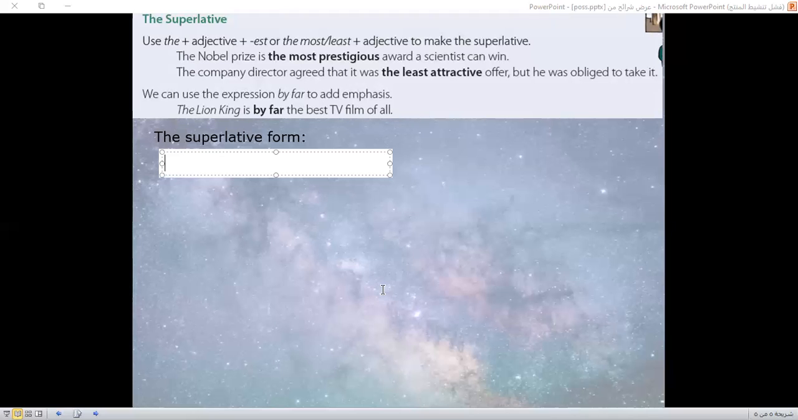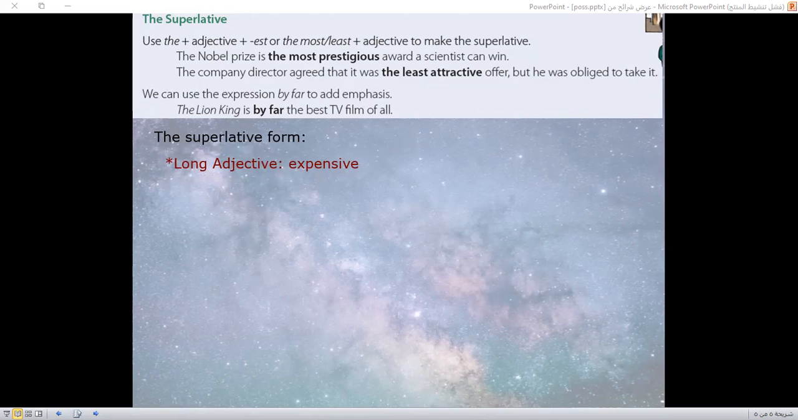First one, let me change. So when the adjective is long, let me write long adjective. Okay, when the adjective is long, like expensive, as we did yesterday. Expensive is considered to be a long adjective. Now, if it was short, sorry, you're going to use the and then the adjective. Then you're going to add est.